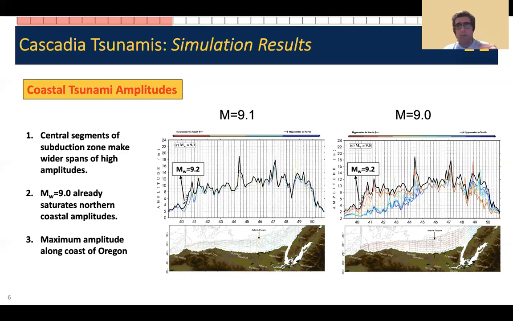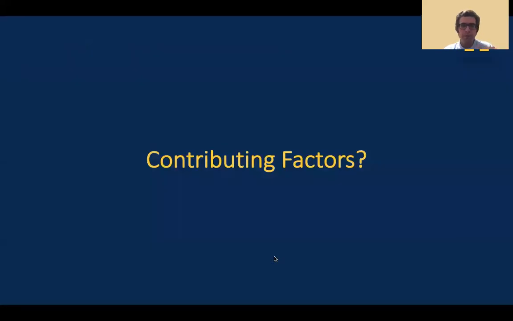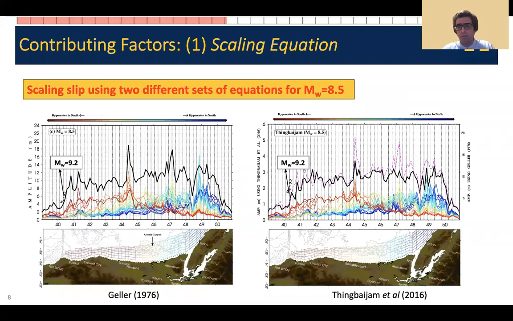And again, for magnitude 9.1, I'm almost saturating magnitude 9.2 everywhere. And another important point is that the maximum tsunami amplitudes do occur at a central location here along the coast of Oregon. Now, what are the contributing factors to all of this? Well, number one, obviously, is the scaling equation. The scaling equation that they use to get from magnitude to slip is very important.